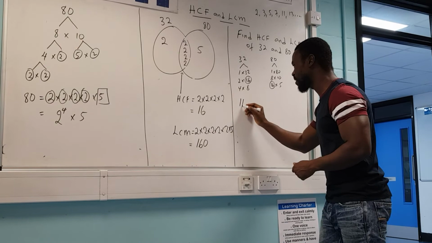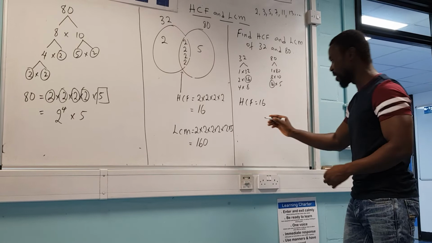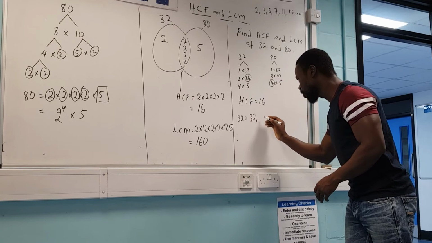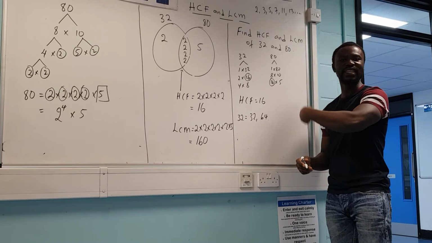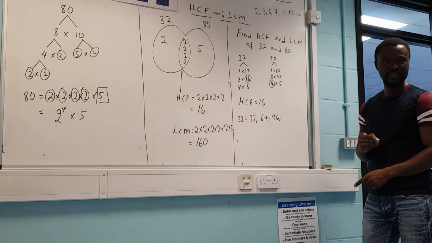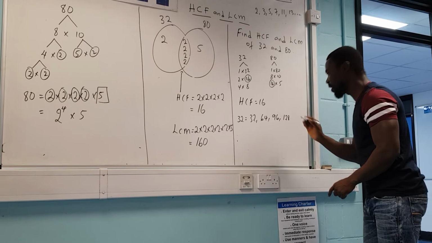If I want the LCM, I'm quickly going to do some multiples of 32. So you can have 32, you could have 64. The easiest way to do times table is keep adding the number, repeated addition. So 64 plus 32 means the next number will be 96. Okay, 96 plus 32, it means the next number will be 128. 128 plus 32, it will give you 160.